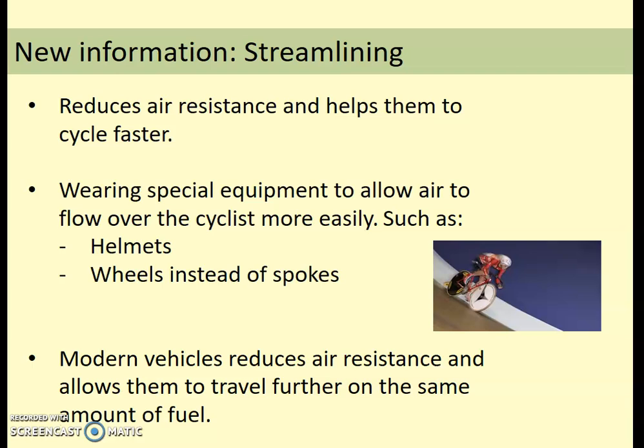They wear specialist equipment to allow air to flow over the cyclist more easily, so they wear helmets that are pointed towards the back. You've got wheels instead of spokes, as you can see on the diagram. They will also bend down closer to the handlebars, so they're not creating somewhere where the air particles can hit. And also what I mentioned before about modern vehicles: they reduce air resistance, and it actually allows them to travel further on the same amount of fuel.